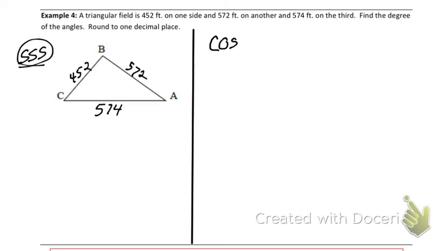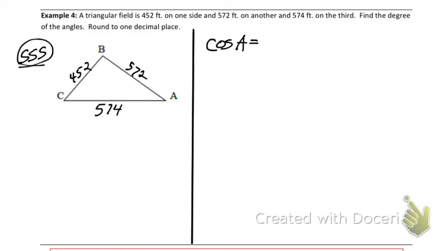So we're going to start with cosine. Let's write it a little bit smaller. We're going to start with cosine of A is going to equal, so first I'm going to realize that the side opposite A is 452. We only use 452 once in this formula. It is kind of the weird odd duck out. So 452 is across from it.